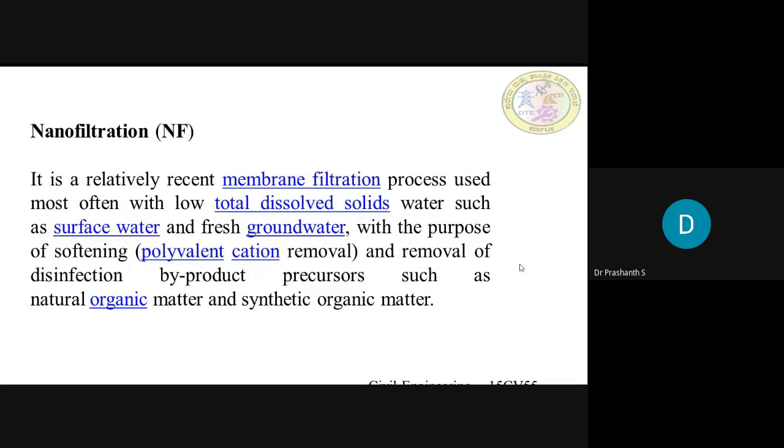Another important process nowadays, which is more popular, is called nanofiltration. Nanofiltration is a relatively recent membrane filtration process used most often with low dissolved solids water such as surface water and fresh groundwater, with the purpose of softening and removal of disinfection byproduct precursors such as natural organic matter and synthetic organic matter.